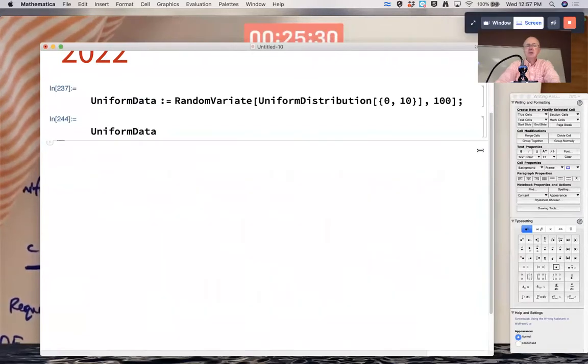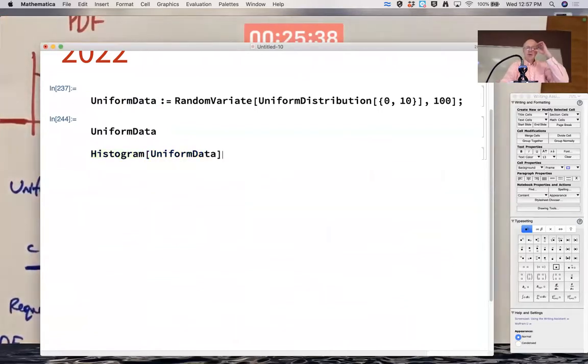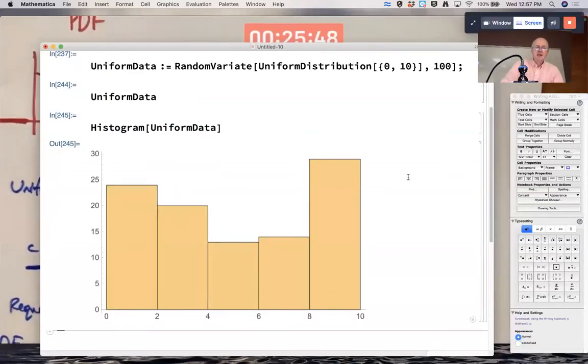To see that this is truly uniform, I should make something called a histogram. And just this basic syntax will create a histogram of this, just like the population histogram in the book from Monday. Showing it's a bar chart. There it is. Showing you that for this particular run of 100 simulated data points, 24 of them were between 0 and 2. 20 were between 2 and 4. 13 between 4 and 6. 14 between 6 and 8, and 29 between 8 and 10.